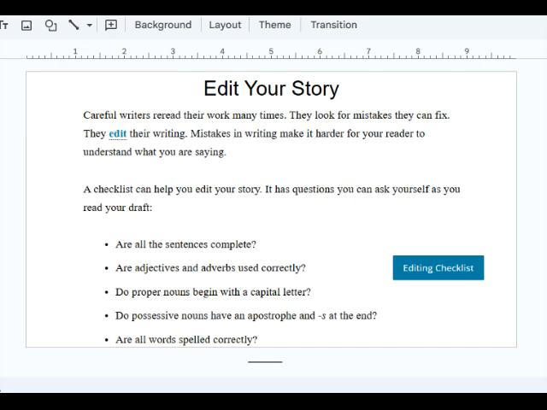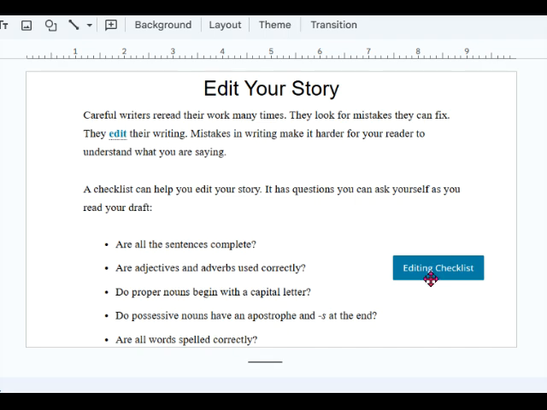A checklist can help you edit your story. It has questions you can ask yourself as you read your draft. Are all the sentences complete? Are adjectives and adverbs used correctly? Do proper nouns begin with a capital letter? Remember, any character name is going to be a proper noun. Do possessive nouns have an apostrophe and an S at the end? And are all words spelled correctly?